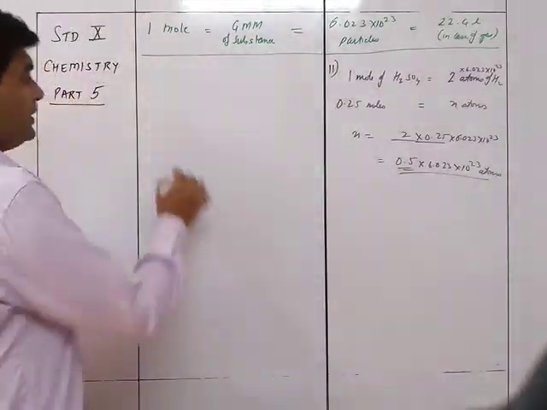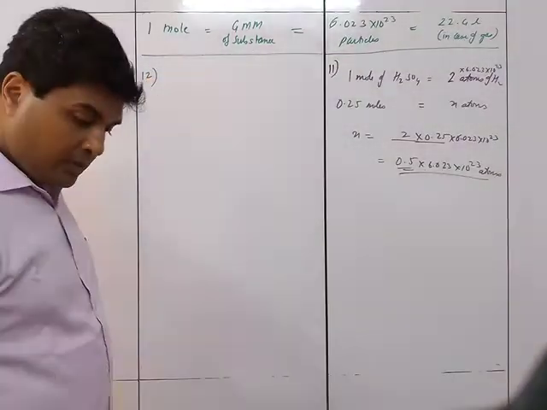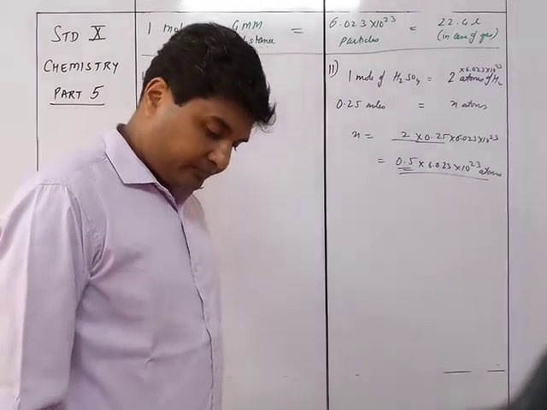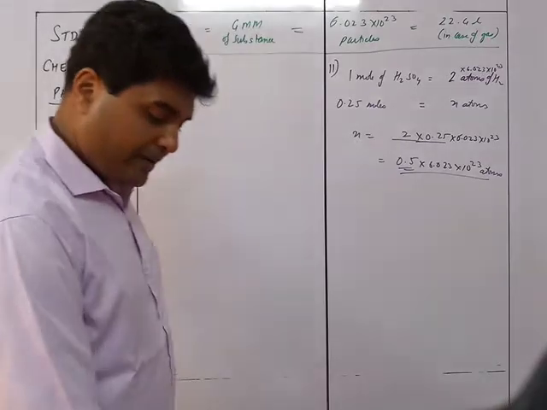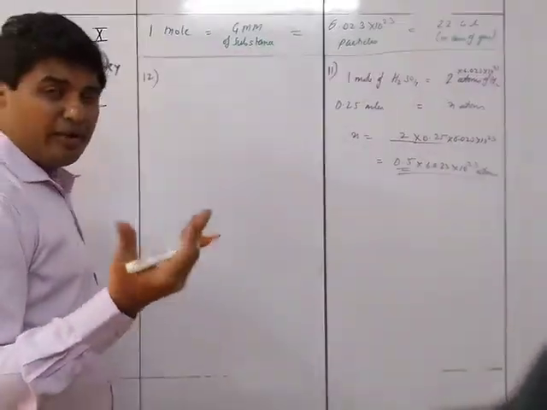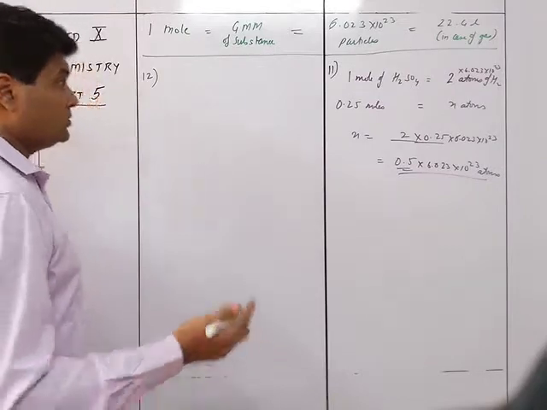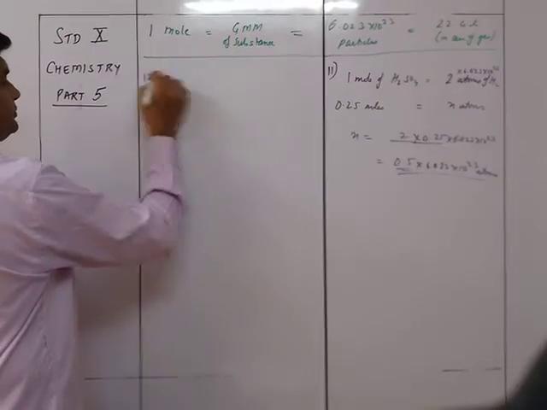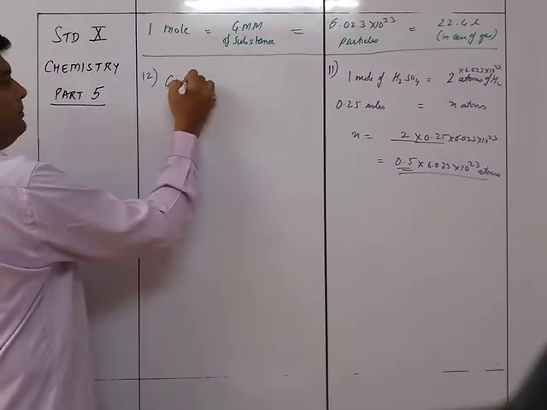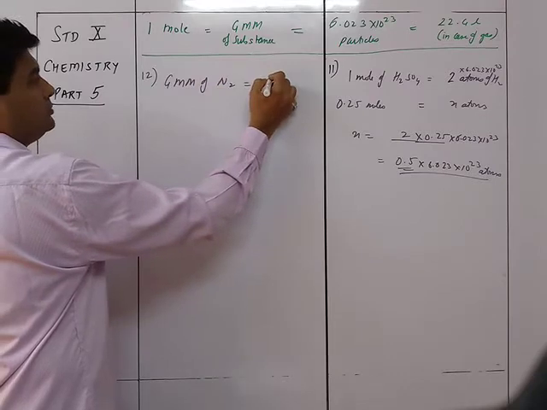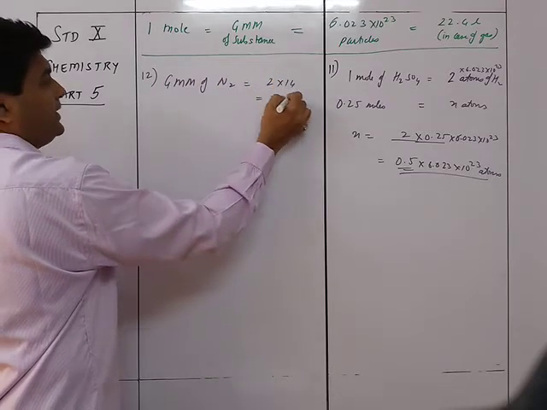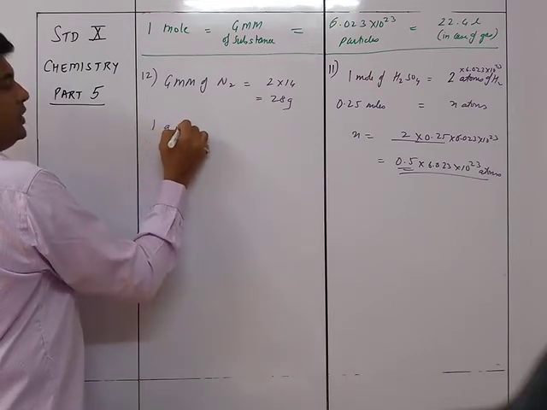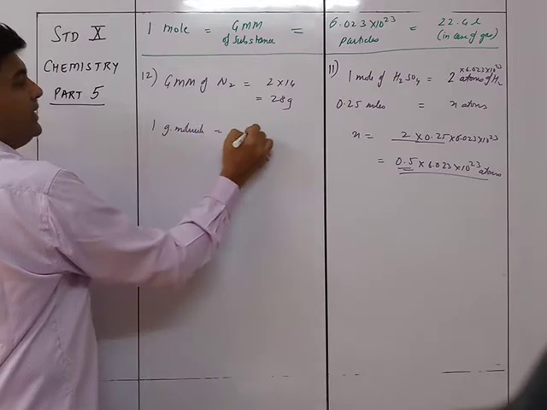We move to sum number 12. The gram molecules in 21 grams of nitrogen. We need to know how many moles. Gram molecule is like 1 mole. So we know that the gram molecular mass of N2 is equal to 2 into 14, which is 28 grams.